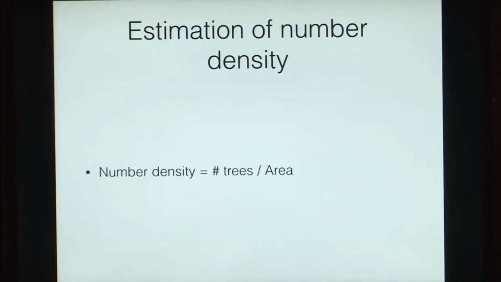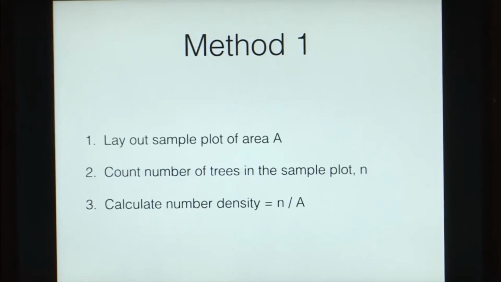Now, moving on, how do we estimate the number density of trees? Number density, as we saw in the first case, is the number of trees per unit area. How can we measure the number density? The first method is to lay out a sample plot of area A, then count the number of trees in the sample plot, let it be n, then calculate the number density, which is given by the number of trees divided by the area of the sample plot.